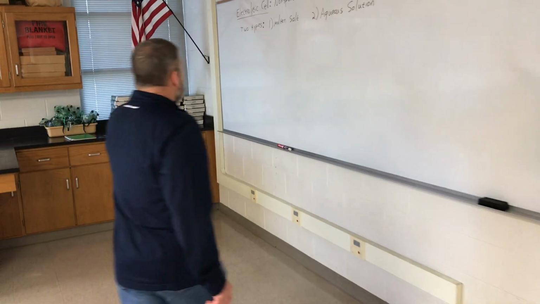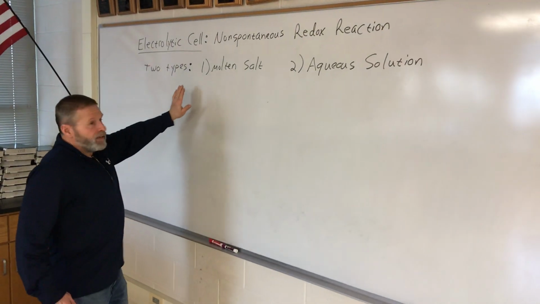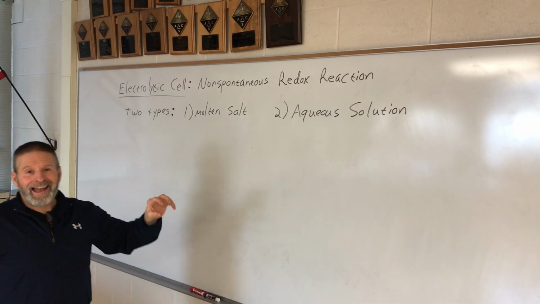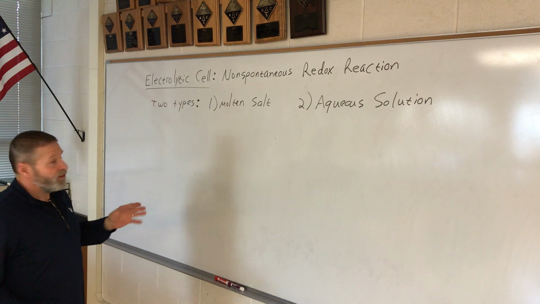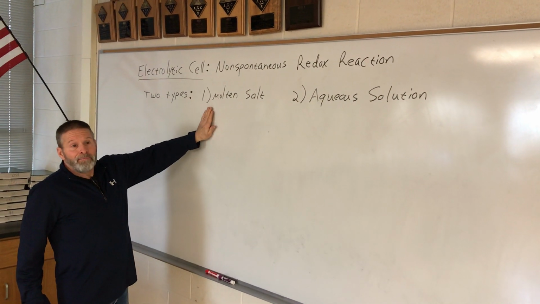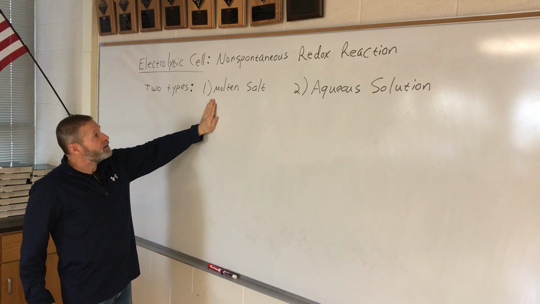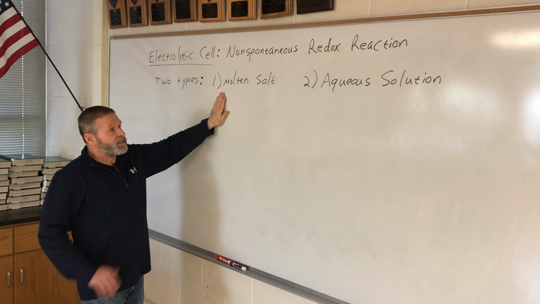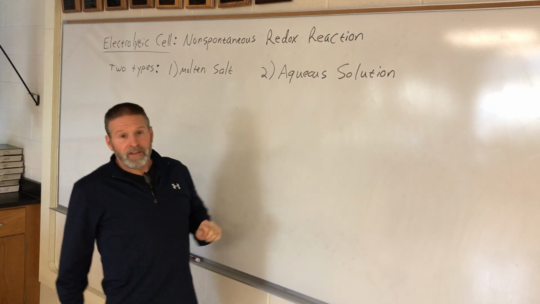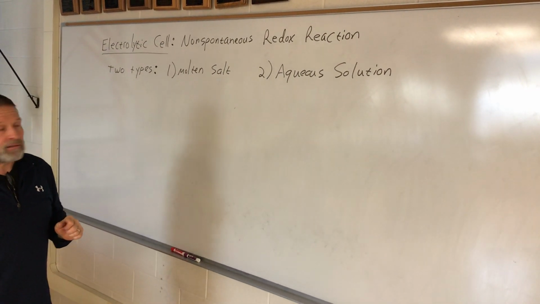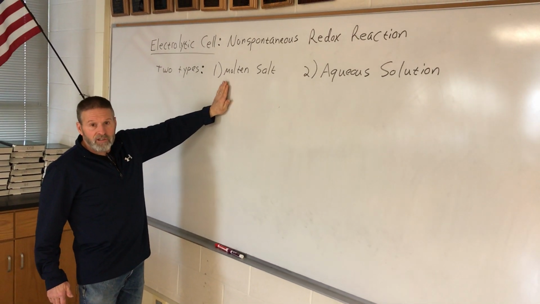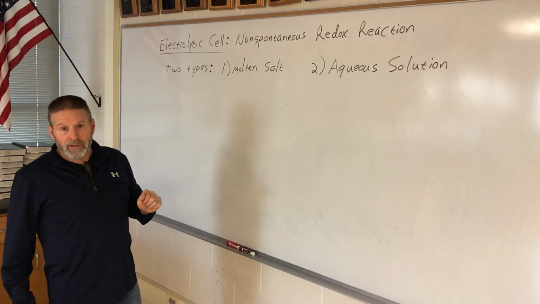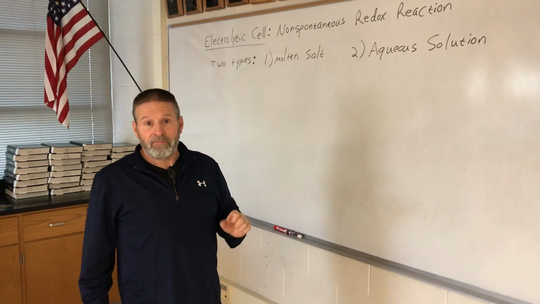Okay, so when it comes to electrolytic cells, there's two types, okay? And the key is that the ions have to be free to move. If the ions can't move, then you cannot electrolyze something. There's two ways to make that happen. You can melt the ionic compound, melt the salt, make it molten, then the ions can flow. Or, if it's something that'll dissolve in water, you'll have an aqueous solution, and you can electrolyze either of those. And we're going to start here today talking about molten salts because they're a little easier to deal with. And I always like to start easy.